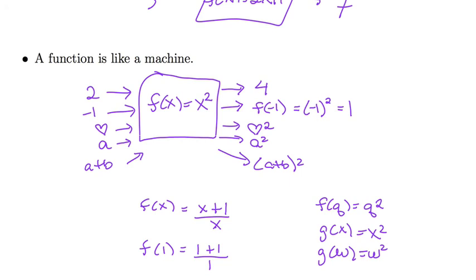Most often, if we're using a variable other than x, it'll be the variable t, and we'll be in a real world problem where the independent variable is time. So we could have s of t equals t squared. That would be a common thing to see as well.